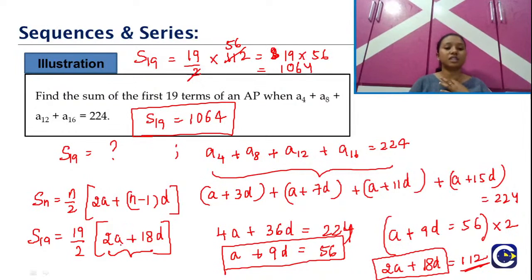Right, so here there is no particular value we required separately for a and d, because we have only one condition. We cannot find two unknowns with the help of one condition. That's why we found the relation between these two, and with that we found the value of 2a plus 18d in order to find the sum of the first 19 terms of an AP. If you have any doubts in this particular question, you can let me know. If not, we can move on to the next one.